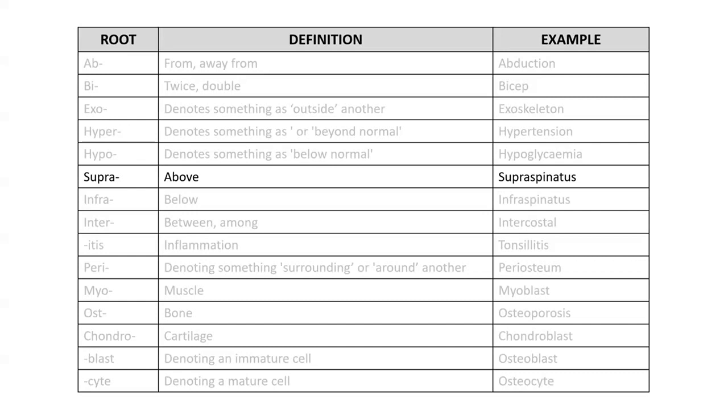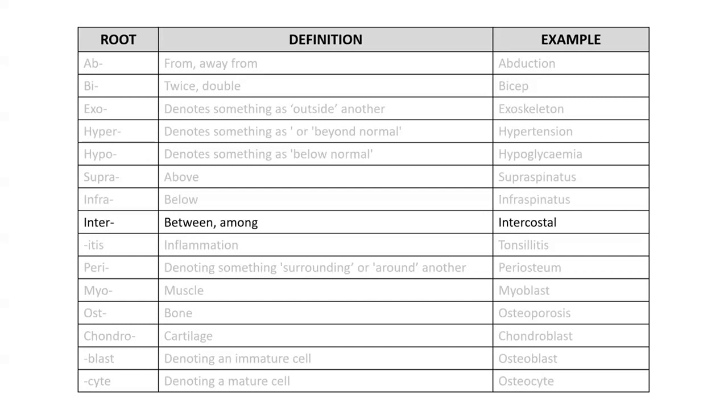Supra refers to superior or above. The supraspinatus muscle is a muscle that sits above the spine of the scapula. Infra refers to inferior or below. So the infraspinatus muscle is then a muscle that sits inferior or below the spine of the scapula.